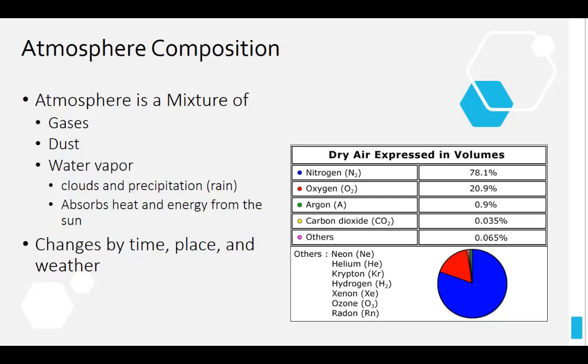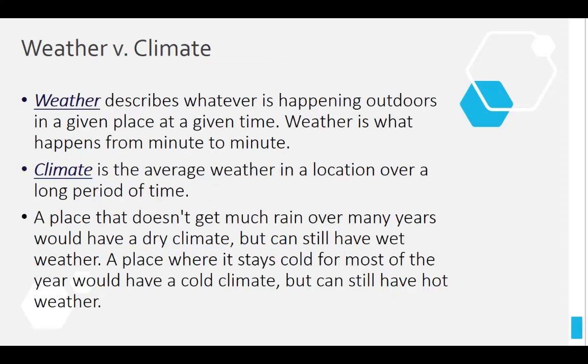All right. So, again, in middle school, you probably learned about weather and climate. I just want to reiterate those two terms and how they're different just to make sure you understand them. Weather describes whatever is happening outdoors in a given place at a given time. Weather is what happens from minute to minute. As I look out my window right now, the sun is out, there is no rain in the sky. So, you may think that this is a sunny place to live. But we're in Eugene. It rains a lot.